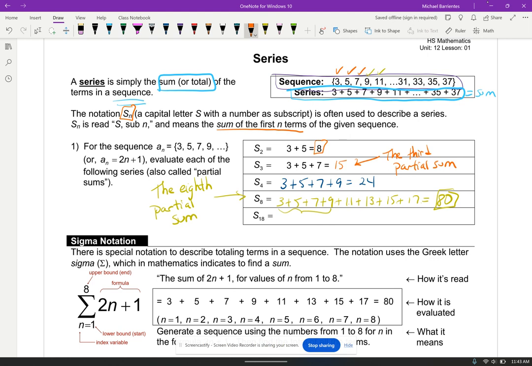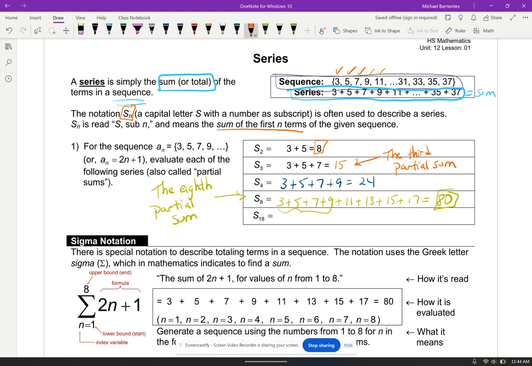Partial sums always have a capital S, and it always has a little subscript number. The little number tells you how many terms you're going to add together. In this case, we're going to add the first 8 terms: 1, 2, 3, 4, 5, 6, 7, 8. S sub 3, the first 3 terms: 1, 2, 3. And then you're going to get an answer. That answer is the 3rd partial sum. This answer is the 8th partial sum. That's how partial sums work.